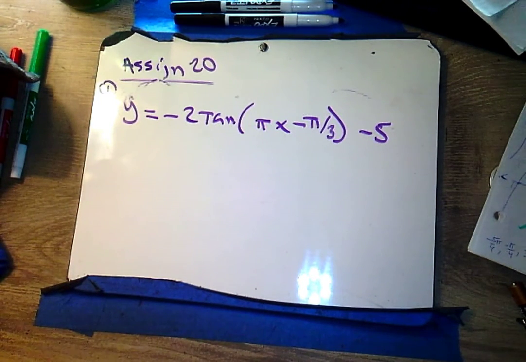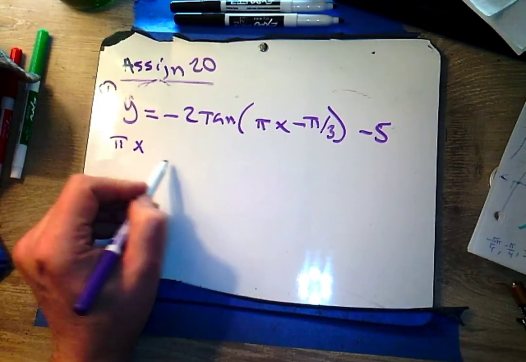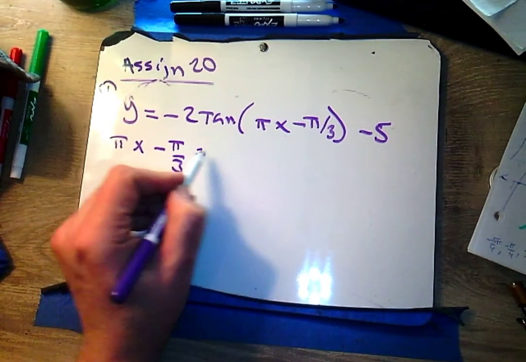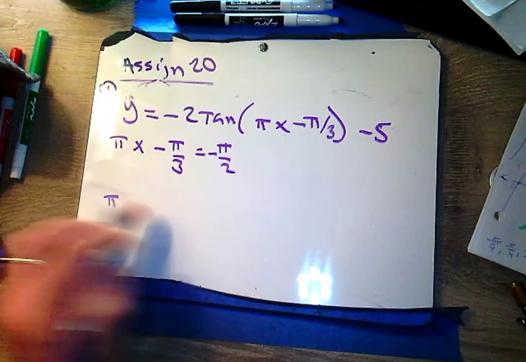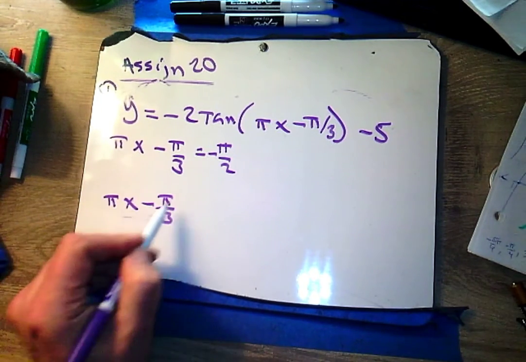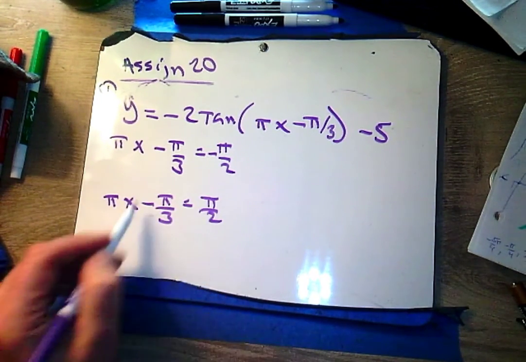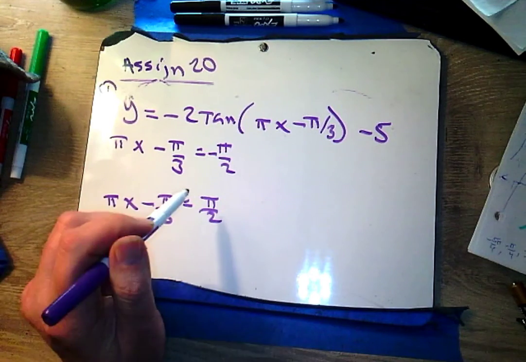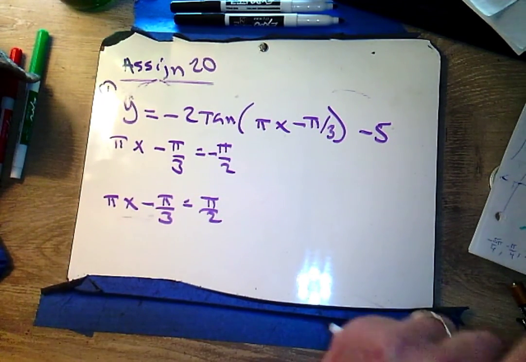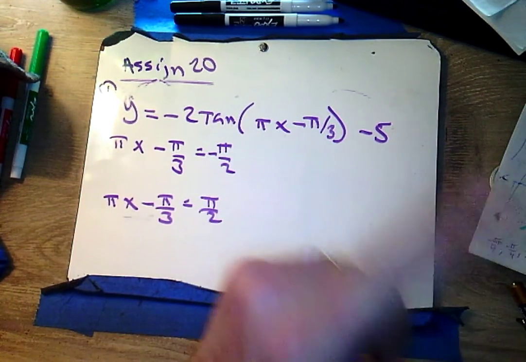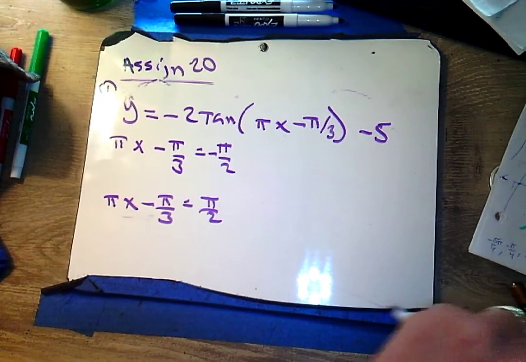Hey, welcome back, everyone. So, did you set pi x minus pi over 3 equal to negative pi over 2? And pi x minus pi over 3 equals positive pi over 2? I hope so, because that's what we need to do. If not, you might want to pause the video now, make some notes in your notebook about this, and actually correct the mistake and see where things were supposed to land. Okay? Give that a try.